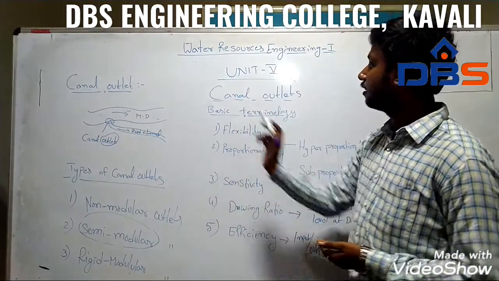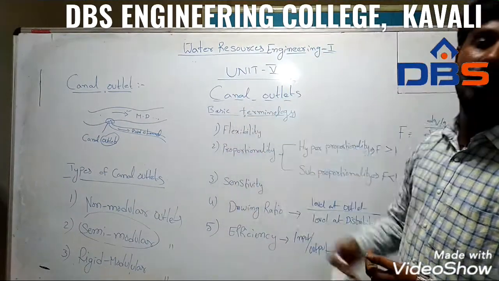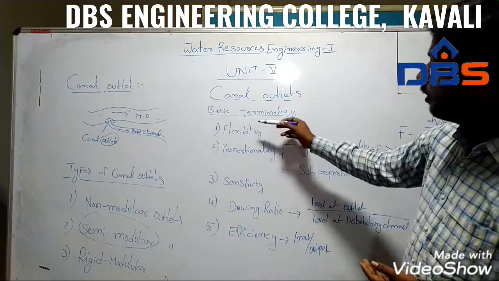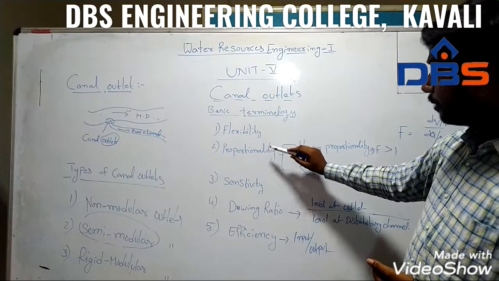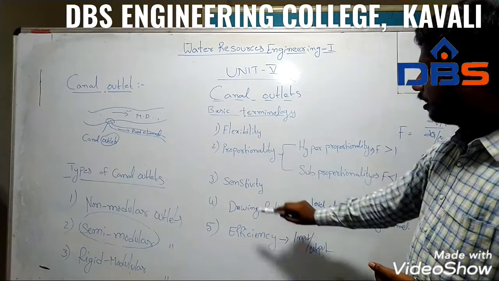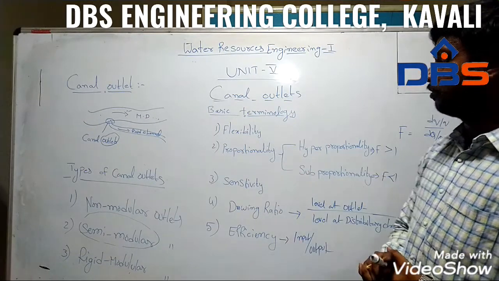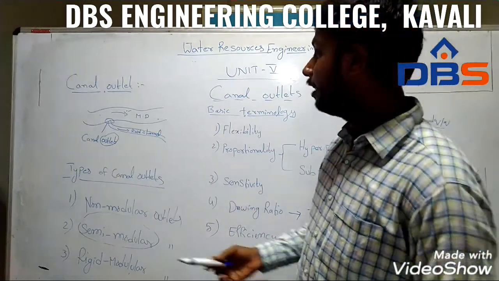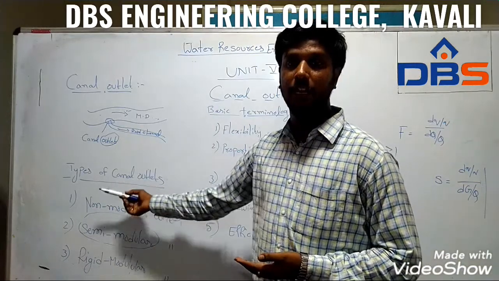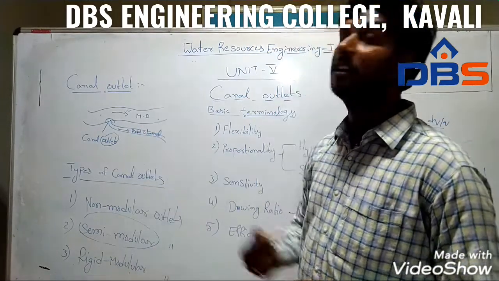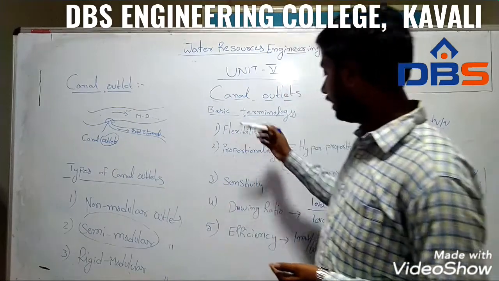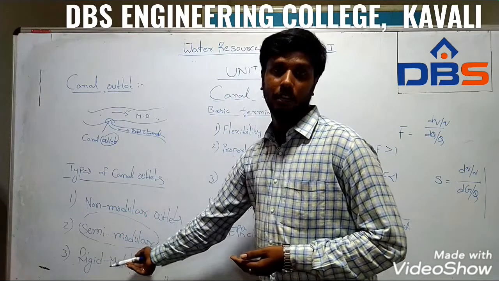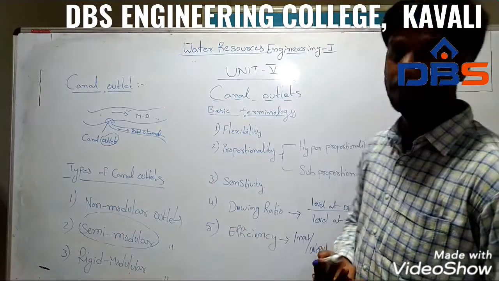So here we are discussing some of the basic terminology used while designing a canal outlet. Those are flexibility, proportionality, sensitivity, drawing ratio, and efficiency. Based on these five things we finalize which kind of outlet we design for a particular canal, whether it is a non-modular, semi-modular or rigid modular outlet.